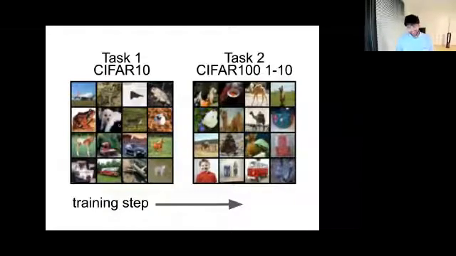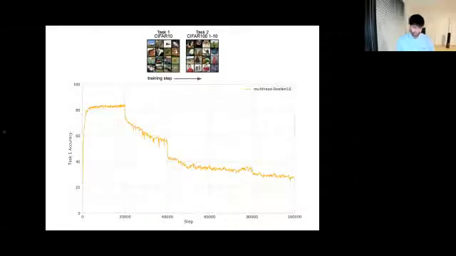Now let's see what happens when we measure performance. What you see is that initially the performance of the system is high when it is trained on task 1. On the x-axis, what you're seeing is the number of training steps, and the y-axis is accuracy at that particular task.